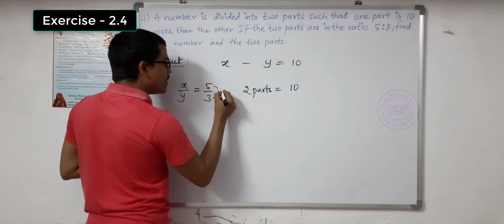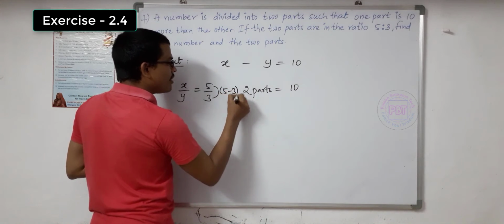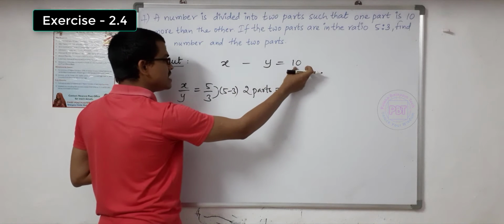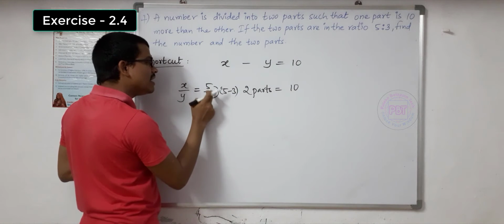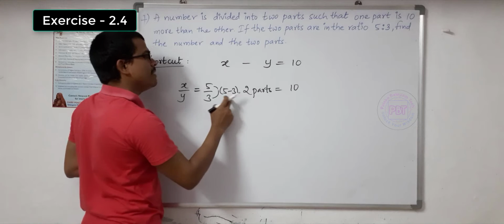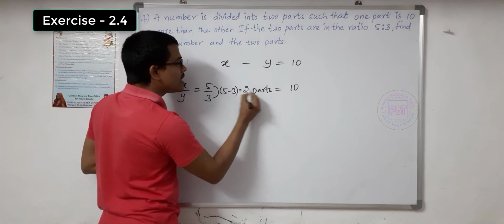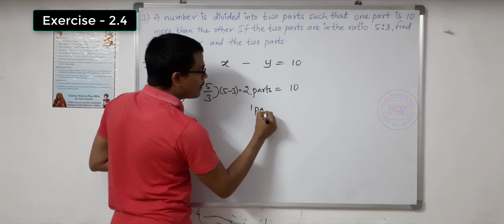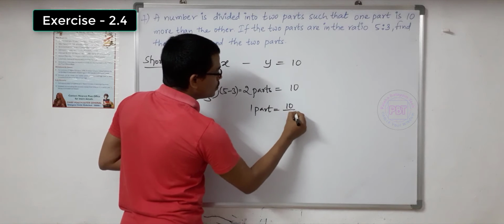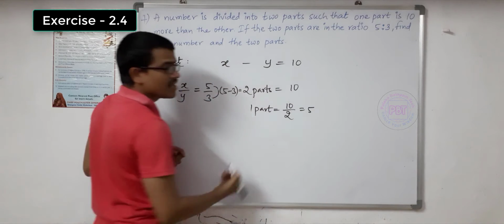How are we getting 2 parts? 5 minus 3. Here the difference of the parts is given as 10, so I am also taking the difference of the ratios. I am taking 5 minus 3. That is 2. So 2 parts value is 10. Then what is the 1 part value? 10/2, which is 5. Isn't it?